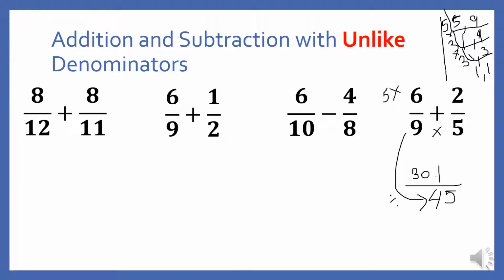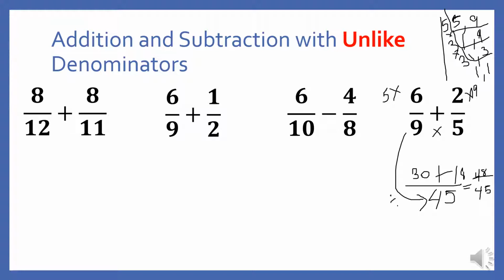Plus 5 can go into 45 9 times. And 9 times 2 is 18. We are going to add our numerators. We have 30 plus 18, and that's going to give us 48 over 45. This is our answer. And of course, this can be reduced further.